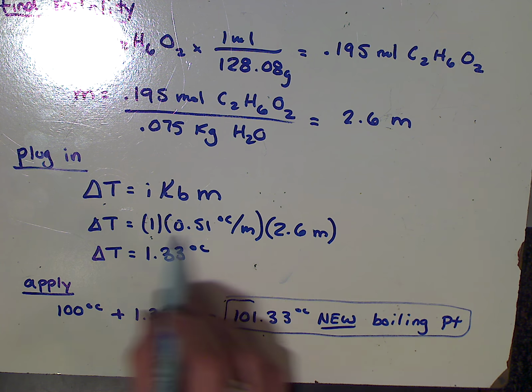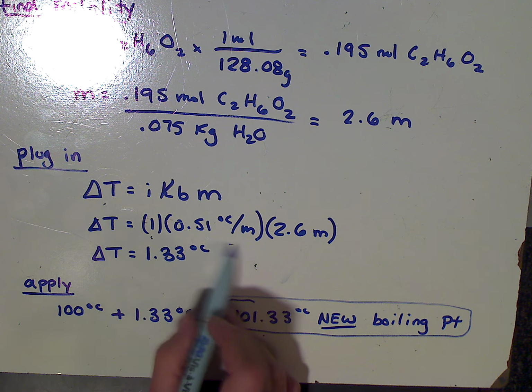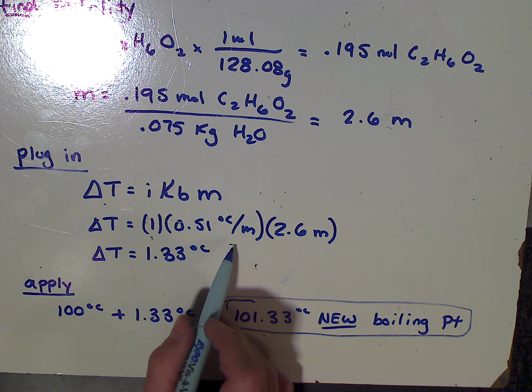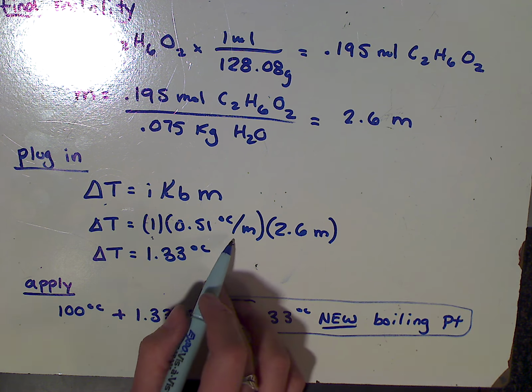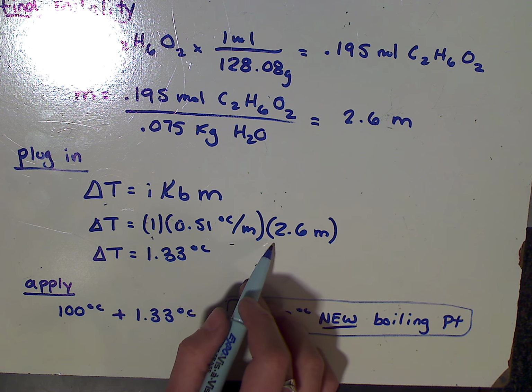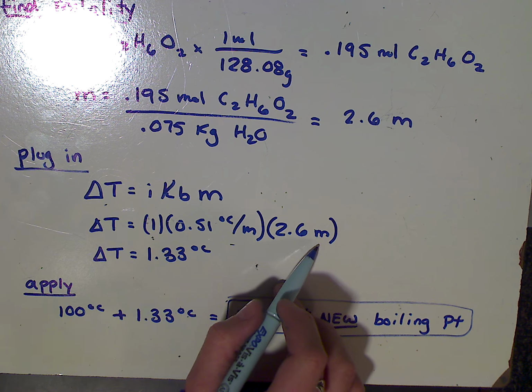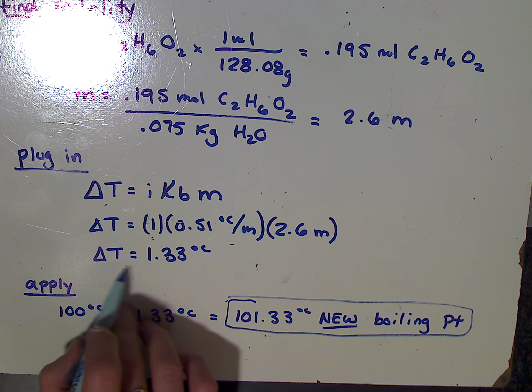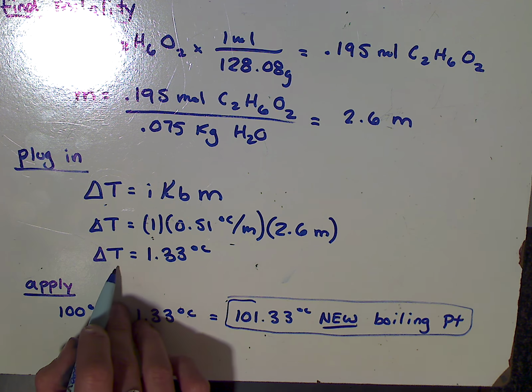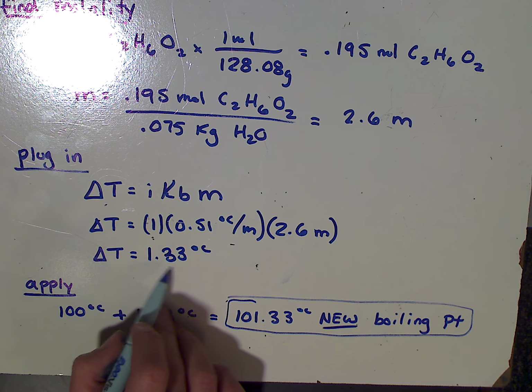This is the Kb. It's a constant. It's constant for water. This never changes if water is the solvent. So Kb was just given to us in the problem. And then the molality we calculated just 4 seconds ago is 2.6 molal. Okay, so crunching all that together, we have our change in boiling temperature is 1.33 degrees Celsius.